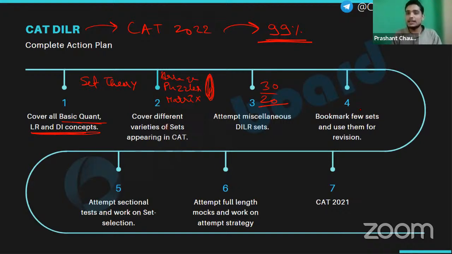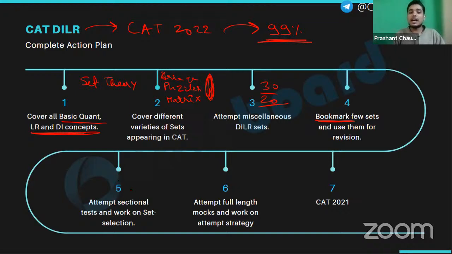Moving ahead to our fourth step, just bookmark a few of the sets. Every set that you are solving is not important. Some of the sets are those that you think are important, or that you think are difficult for you, you can just bookmark them. Just save them for your reference, and whenever you're revising the concepts, use those bookmarked sets.